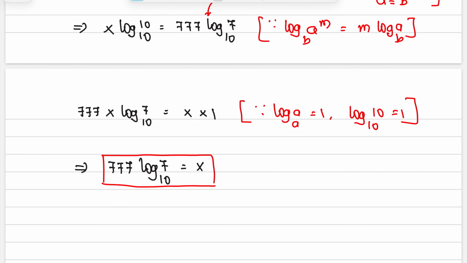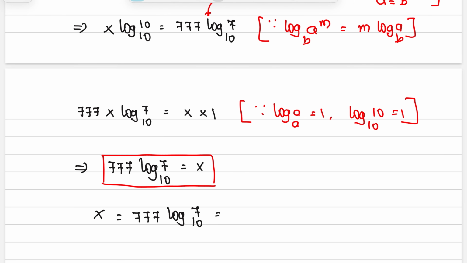Now we have got the value of x. Let us try to find the value of x now. x is equal to 777 log 7 to the base 10. I have already told you in my previous classes that it is better to know the value of log to the base 10 from 1 to 10 and ln, natural logarithm, 1 to 10. It will always be useful to you.